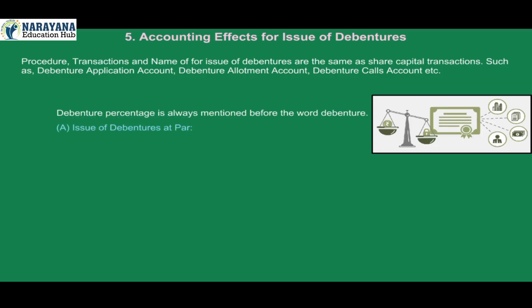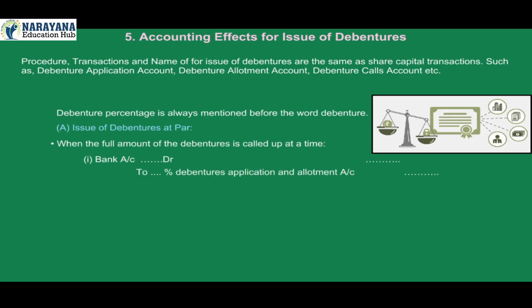A. Issue of debentures at par. When the full amount of the debentures is called up at a time: 1. Bank account debit, to dash percentage debentures application and allotment account credit. 2. Dash percentage debenture application and allotment account debit, to dash percentage debenture account credit.